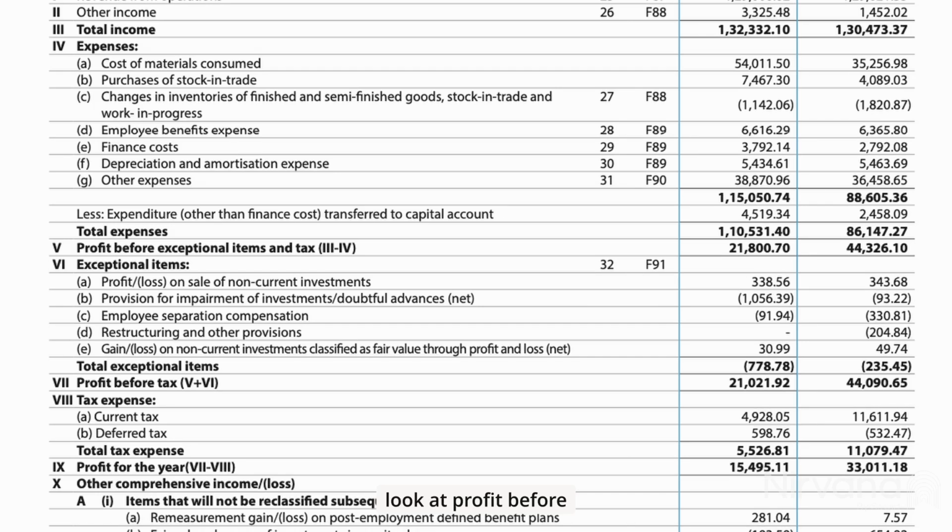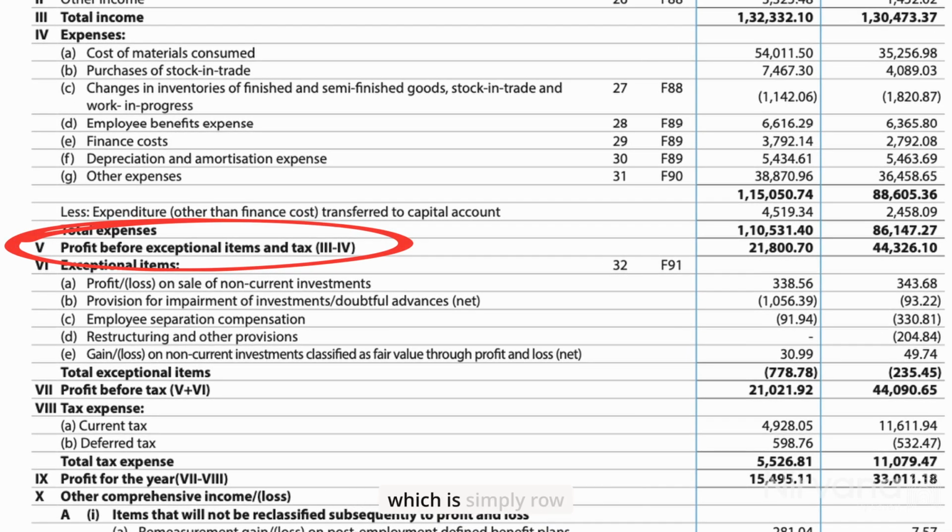So coming to row number 5, we look at profit before exceptional items and tax, which is simply row number 3 minus row number 4, which is the total revenue minus the total expenditure.